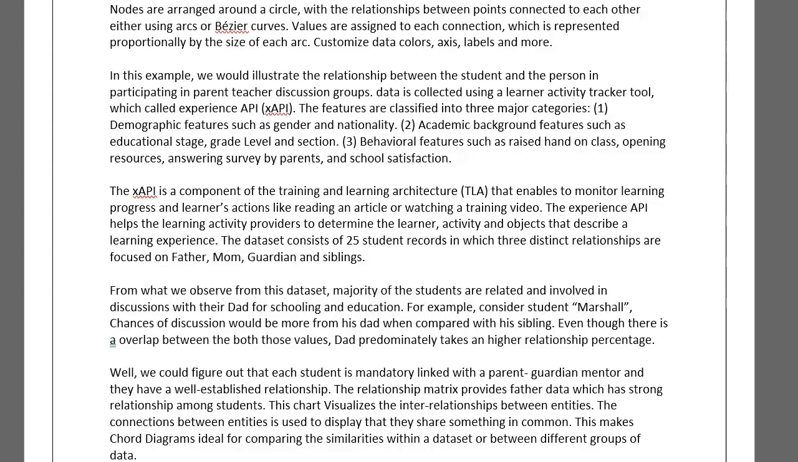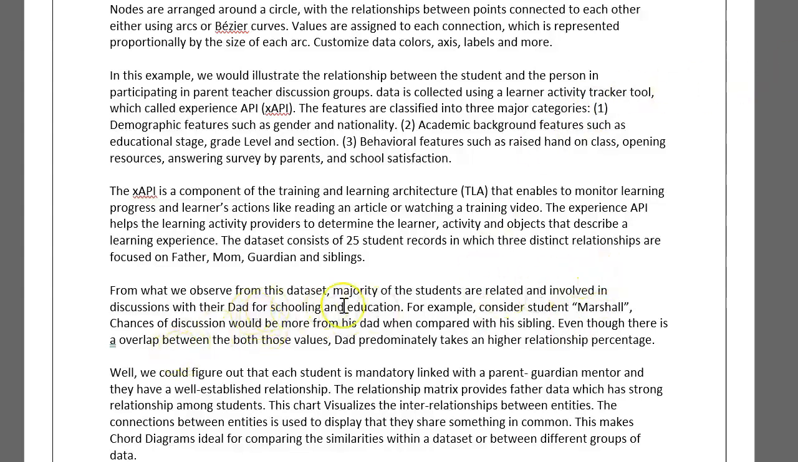Basically we are just focusing on 3 variables here: discussion, parents, and the relation. The rest of the variables are useful to dig further and check more data, like educational stage, grade level, nationality, and school satisfaction too. We have a number of points to be considered here, but at this point we are just going to explain only the 3 variables which we are supposed to focus on.